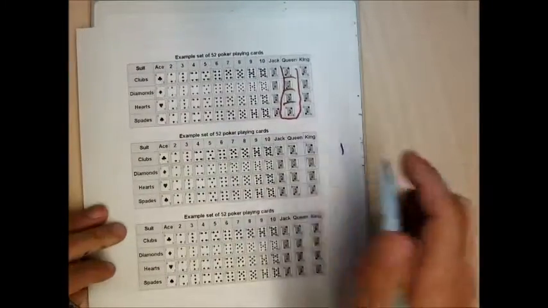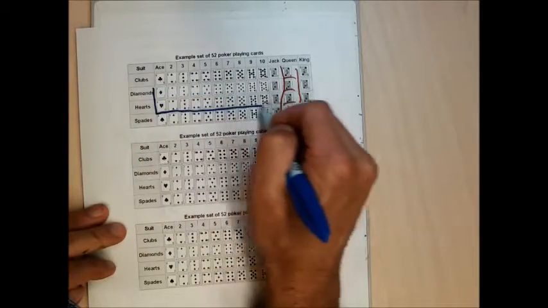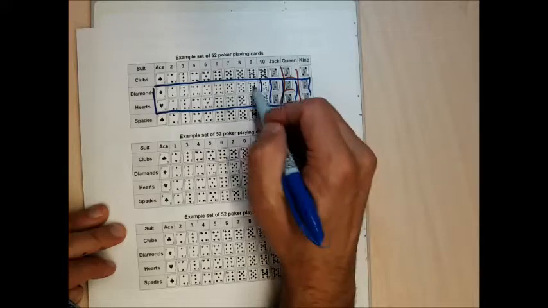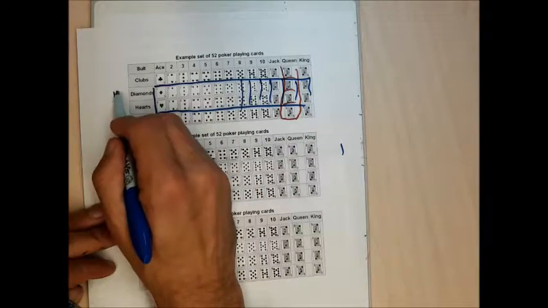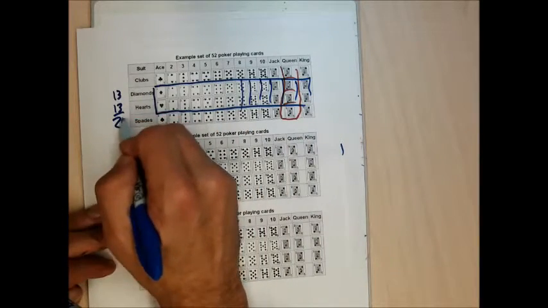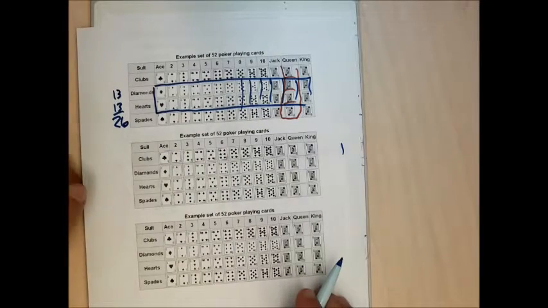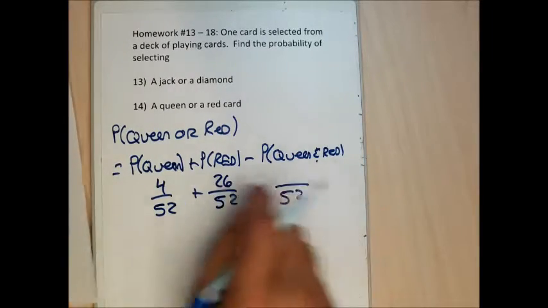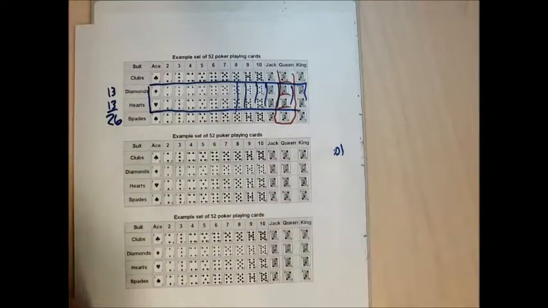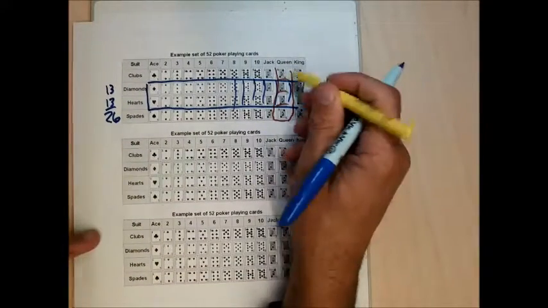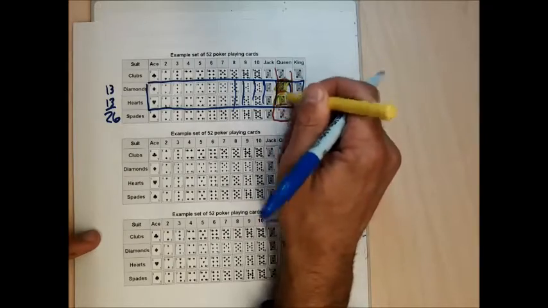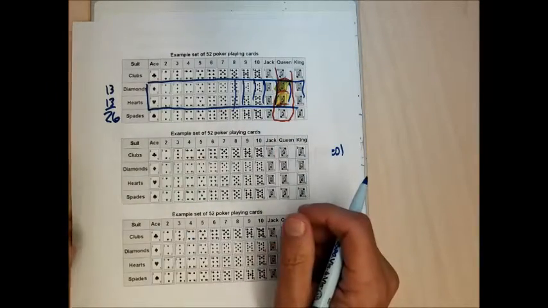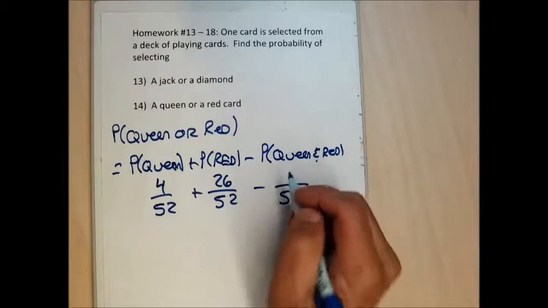The second fraction is getting a red card, and there's 13 diamonds and 13 hearts. There's going to be 26 red cards, so the numerator of my second fraction is going to be 26. And then I look through and see if I marked any card twice, and I marked 2 cards twice. I marked the Queen of Diamonds twice and the Queen of Hearts twice, because those cards are queens and red. The third fraction is going to have a numerator of 2.